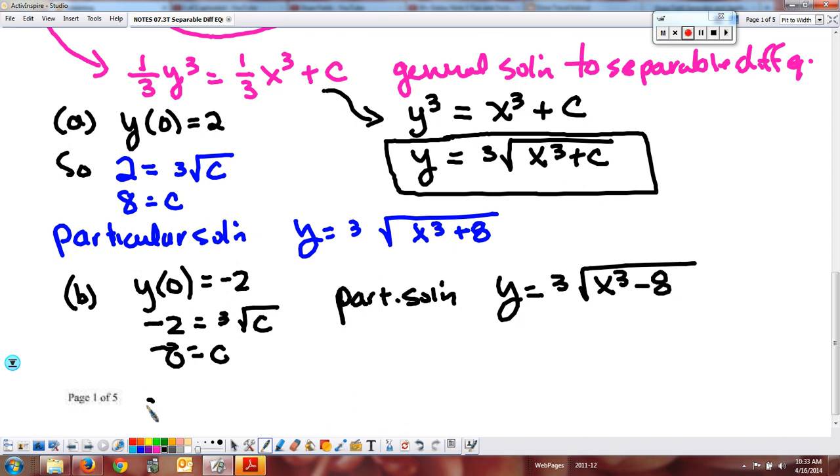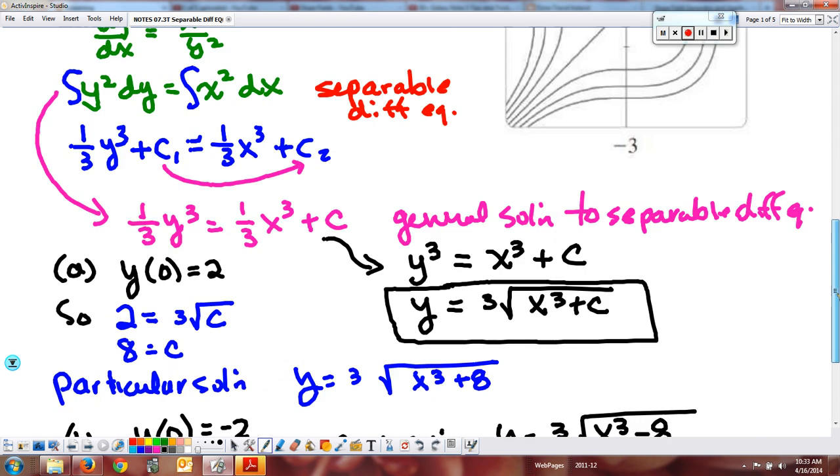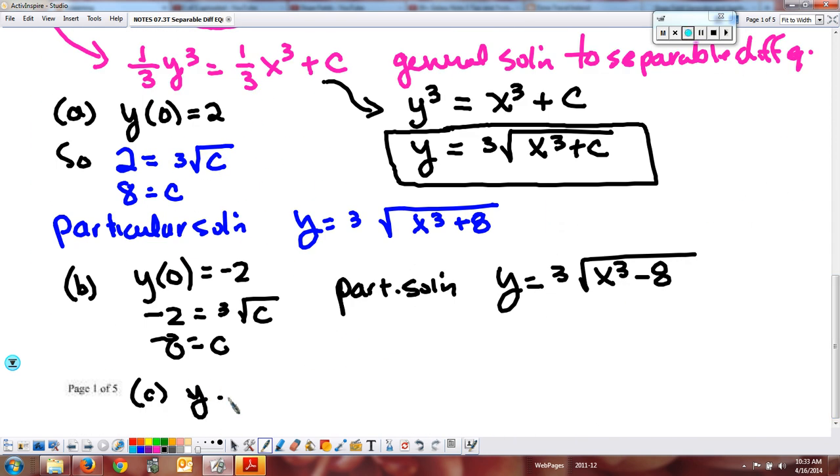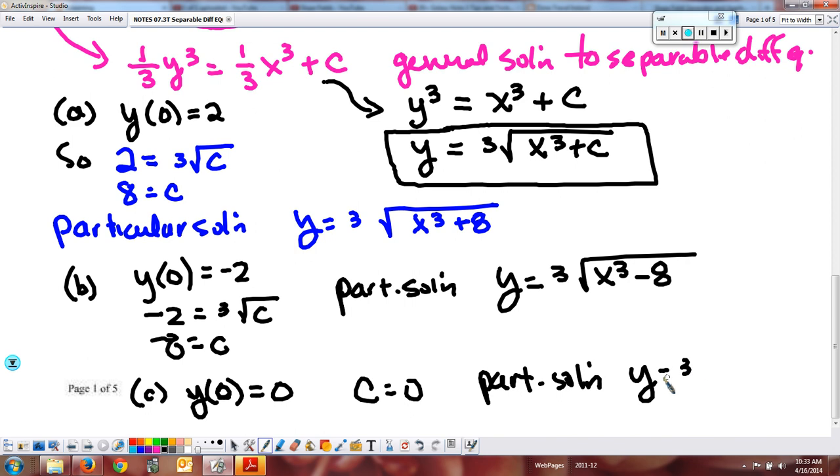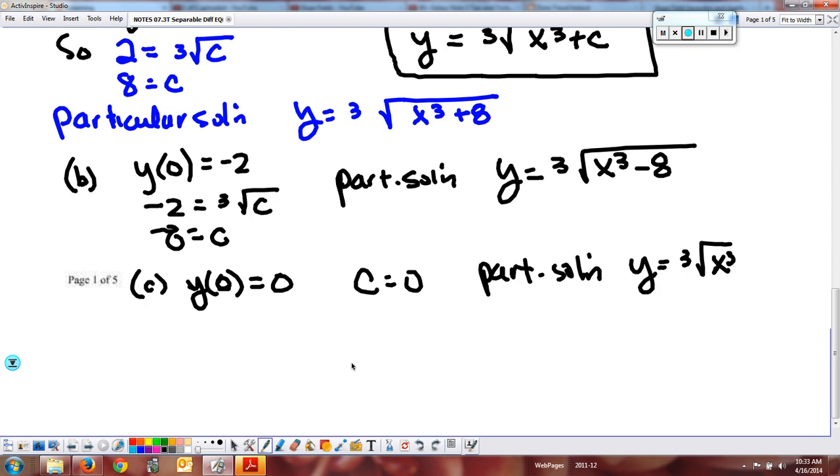And then for part C, our initial condition was y of 0 is equal to 0, which essentially is just going to make c equal to 0. So our particular solution would be y equals the cube root of x cubed. Oh, wait a minute, that is my y equal to x.